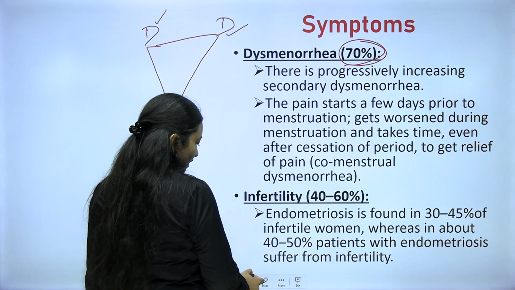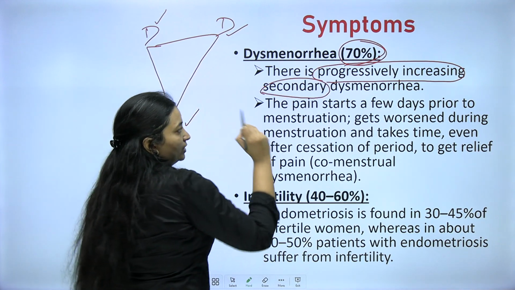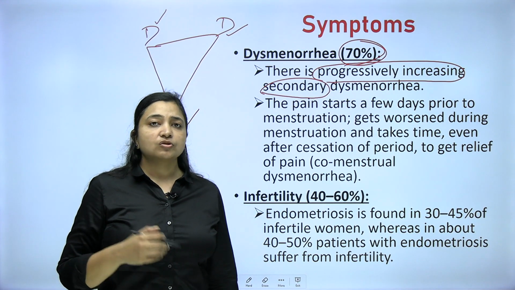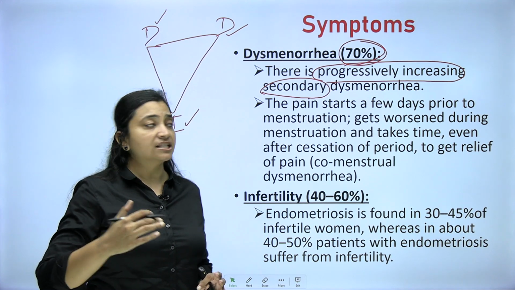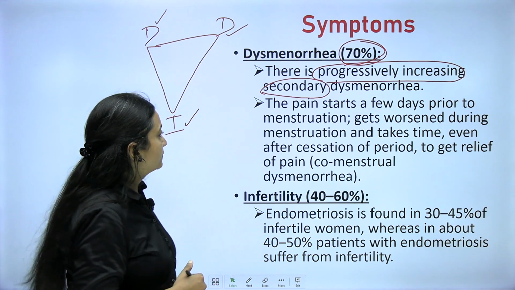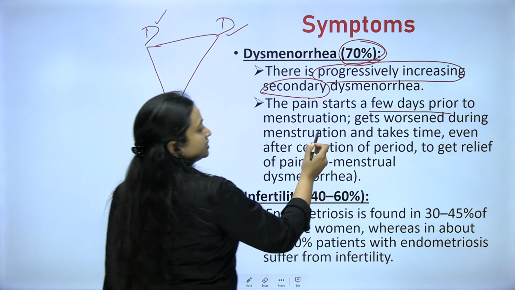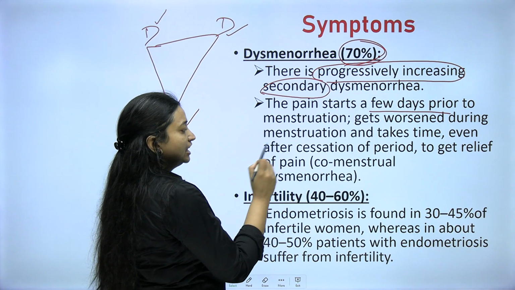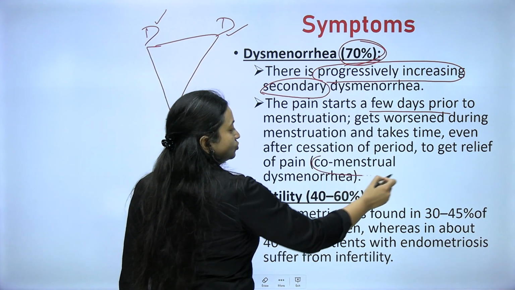This is a progressively increasing secondary dysmenorrhea. When we talk about dysmenorrhea, we will read what is primary and what is secondary. Earlier these patients were not having dysmenorrhea, but they developed dysmenorrhea with increasing age and it is progressively increasing. With years it will keep on increasing. The pain starts, classically, a few days prior to the menstruation, gets worsened during the menstruation and takes time even after the cessation of the period for the relief. So it is a co-menstrual dysmenorrhea.